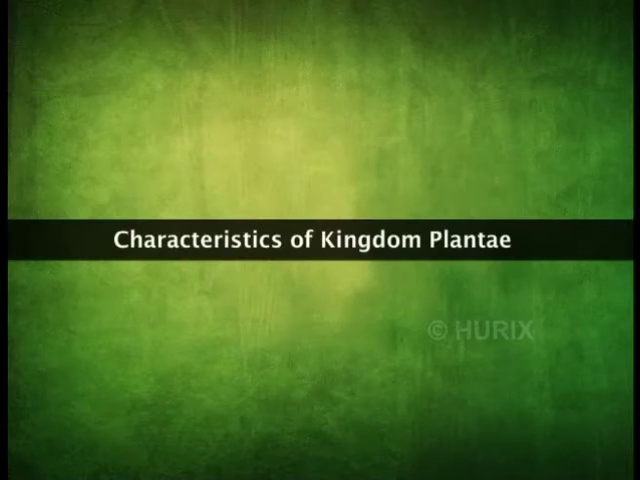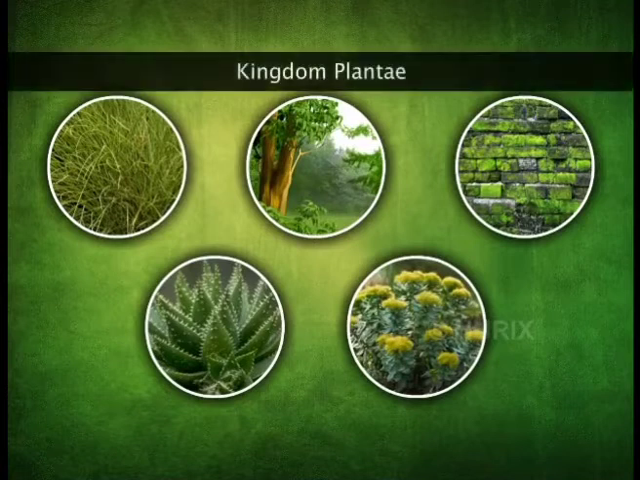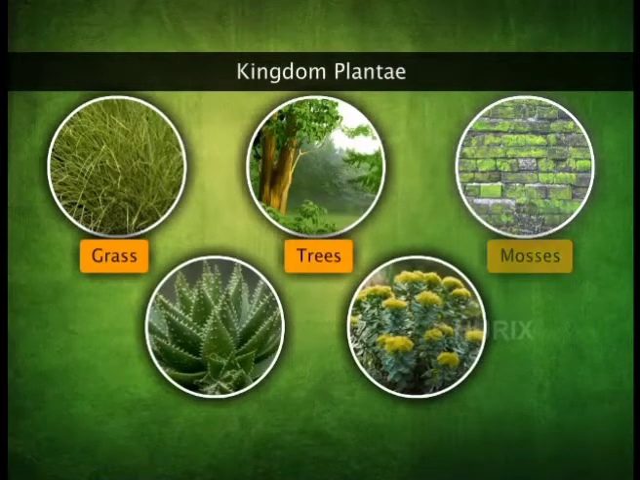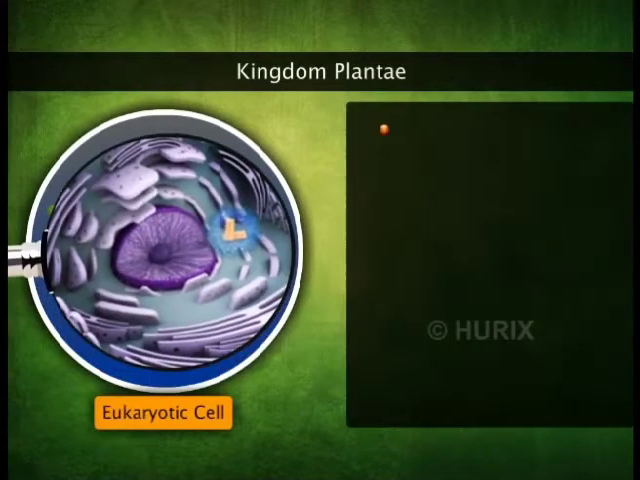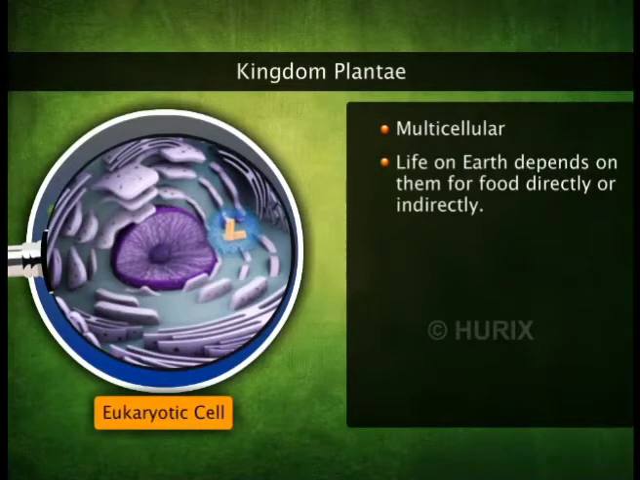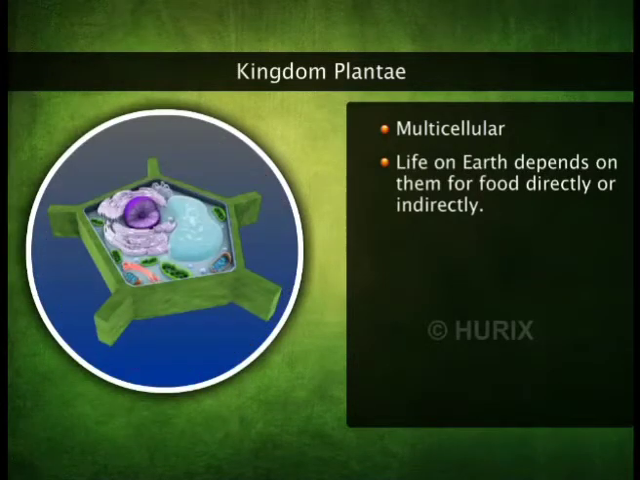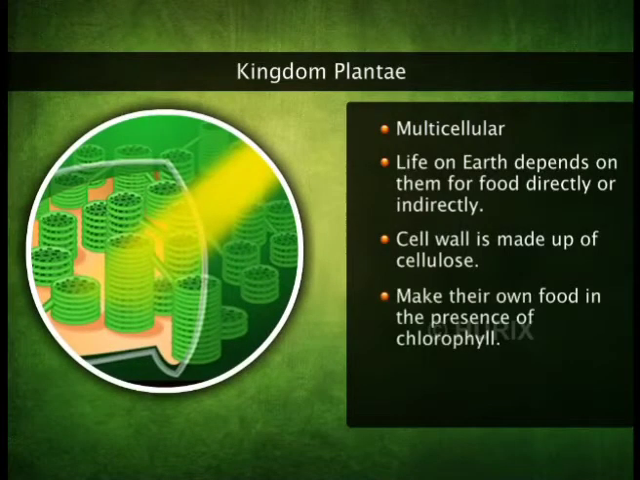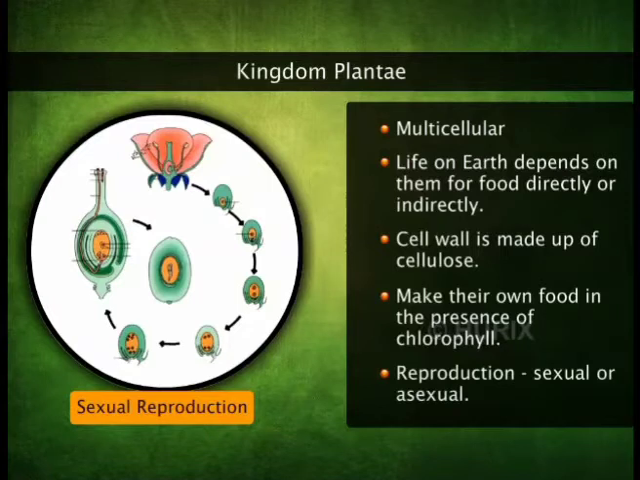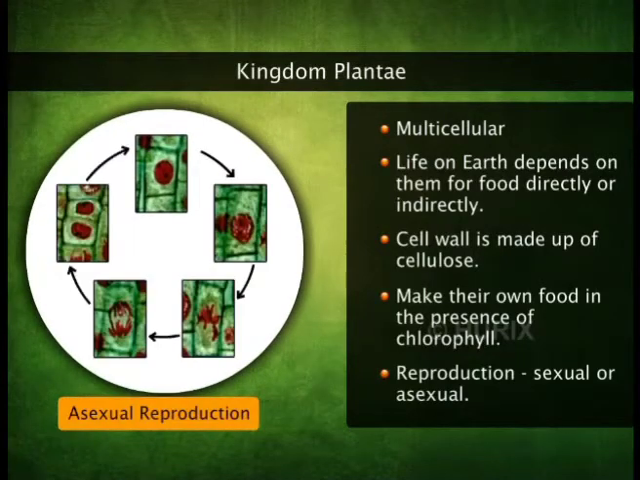Characteristics of kingdom Plantae. Plantae include the grasses, trees, mosses, ferns, and all flowering and leafy plants. Plants are multicellular, composed of eukaryotic cells. Almost all life on Earth depends on them for food, directly or indirectly. Their cell wall is made up of cellulose. Plantae make their own food in the presence of chlorophyll. Reproduction can be sexual or asexual.